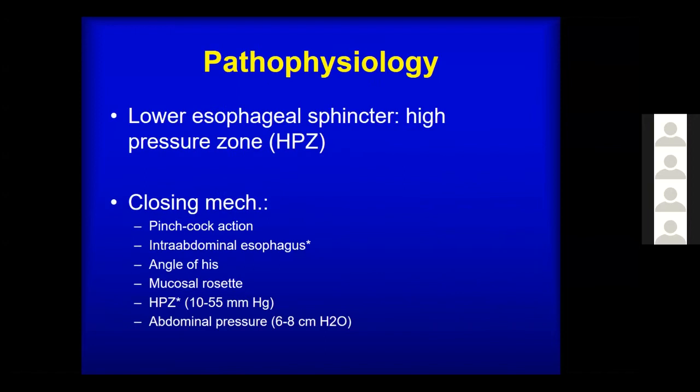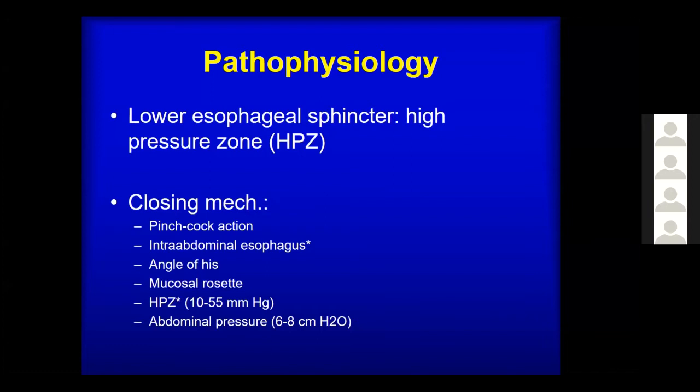So for the pathophysiology, there is always a belief that there is a lower esophageal sphincter, which is a high pressure zone. If you go for anatomical dissection or histology, you won't find a well-defined bulk of muscle in that area. But when you use the manometer, you will see that there is a high pressure zone that helps prevent reflux in normal individuals. So what closes the esophagus and prevents that? We have this lower zone. We have the pinch cock action by the crura of the diaphragm. We have the intra-abdominal esophagus, where the abdominal pressure will act to close it compared to the thoracic pressure.